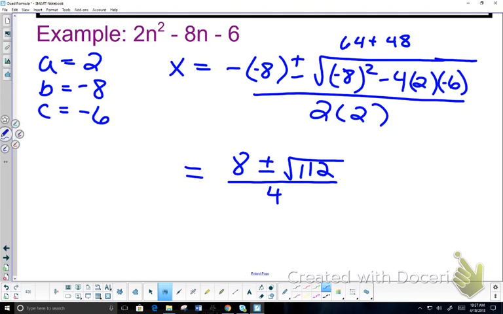So, I couldn't see, so how do you get 64 plus 48? -8 squared is 64. And then you do the rest? -4 times 2 times -6 is plus 48. Alright. Okay. Am I done? No. Simplify. What will simplify?